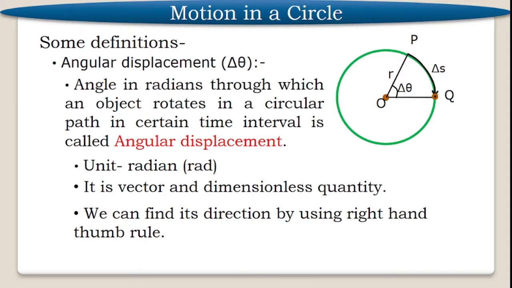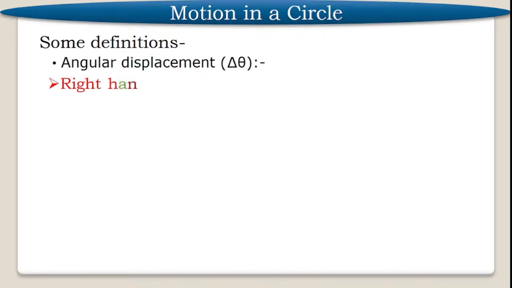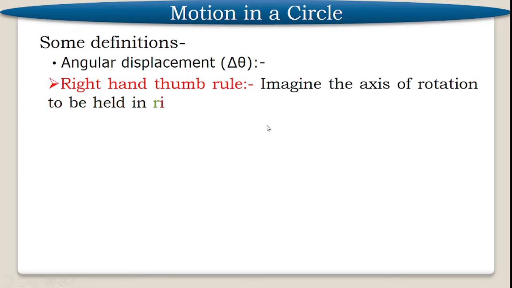That means इसकी डायरेक्शन को राइट हैंड थंब रूल की सहायता से हम प्राप्त कर सकते हैं. तो लेट अस सी व्हाट इज राइट हैंड थंब रूल. तो राइट हैंड थंब रूल क्या है?